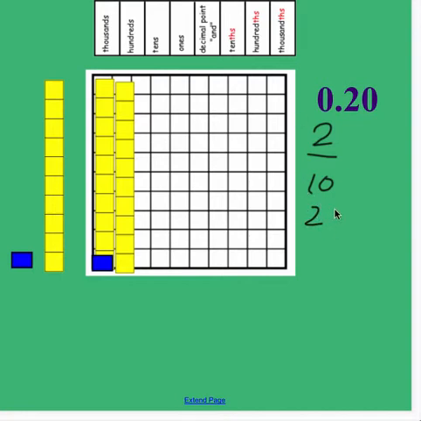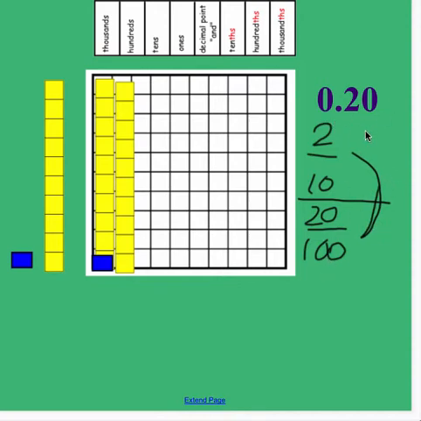We would put our 20 on top. And then what do you think the bottom number would be? Since we're not counting tenths, we're counting hundredths. The bottom number would be, that's right, it would be 100. So 2/10 is actually equal to 20 hundredths.